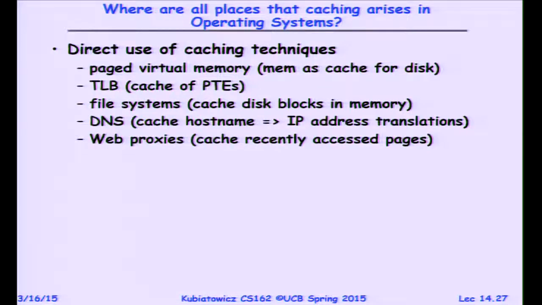So there's paged virtual memory, which we're going to talk about next, where the memory is a cache for disk. The TLB is a cache of page table entries. File systems cache disk blocks in memory. We'll be talking about that. The DNS system caches host name to IP address translations. By the way, in file systems there are a lot of caches. I should have put more in there. The name cache caches path names to inodes. I mean, there's lots of caching in there. Web proxies cache regionally accessed pages, etc.